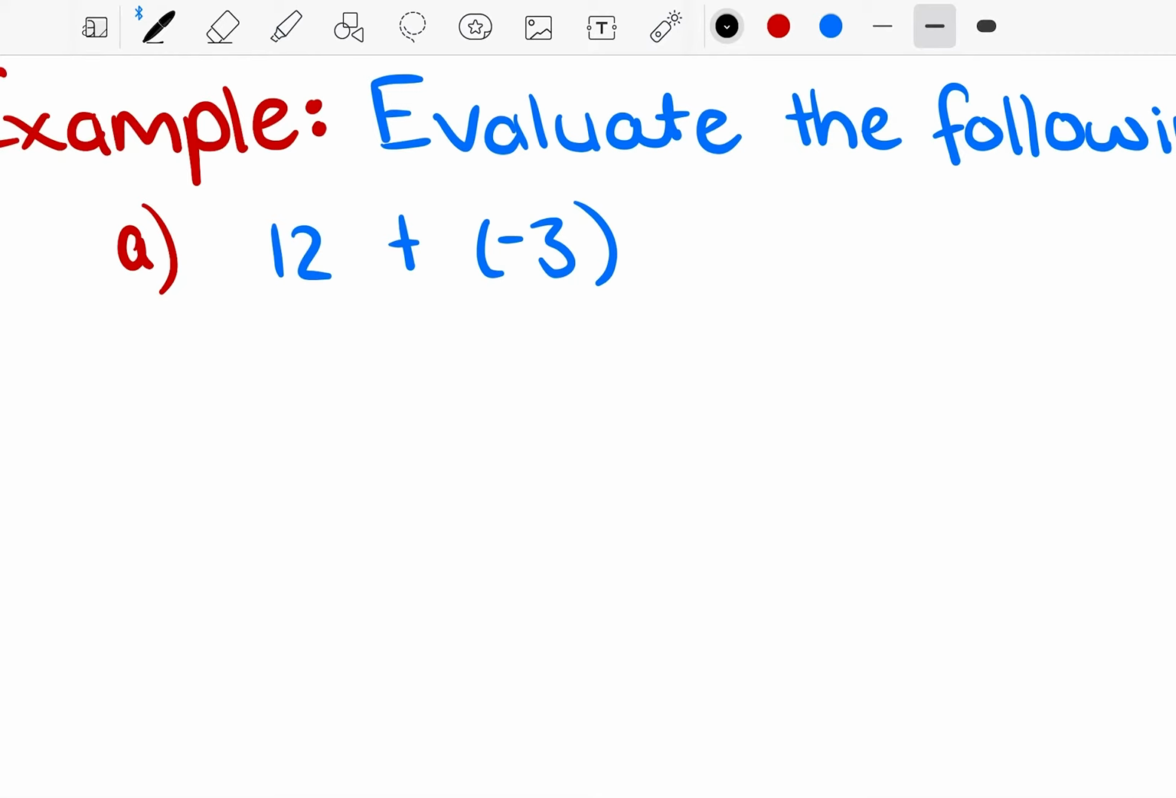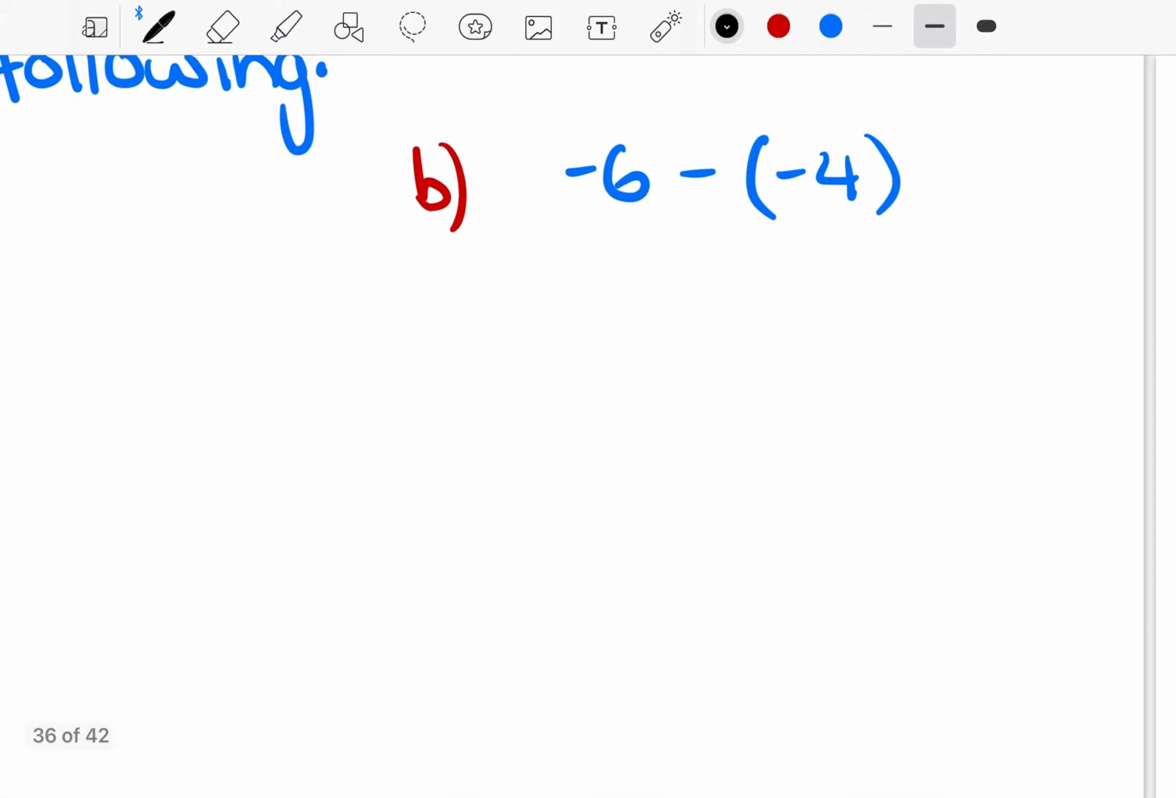We've got 12 plus negative 3. So because we've got this plus and minus, this actually becomes 12 minus 3. And so therefore we have 9 as our answer. So it's pretty quick, straightforward.